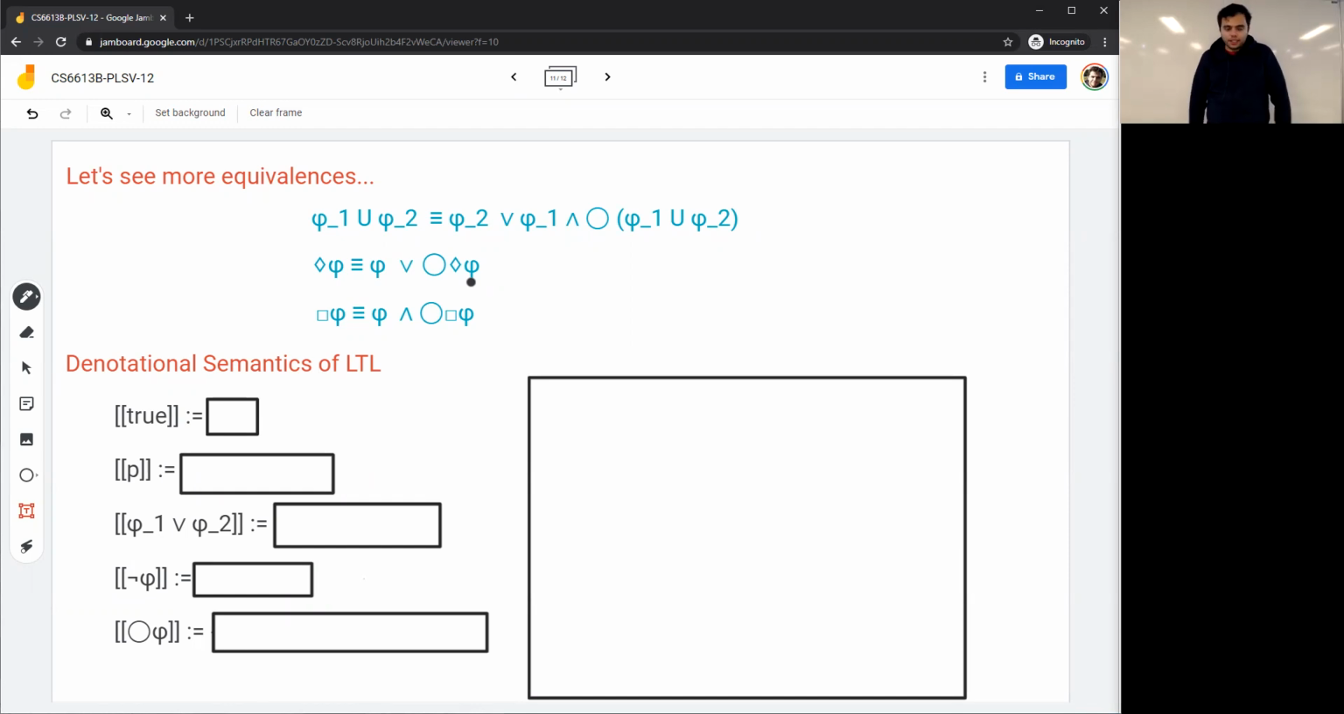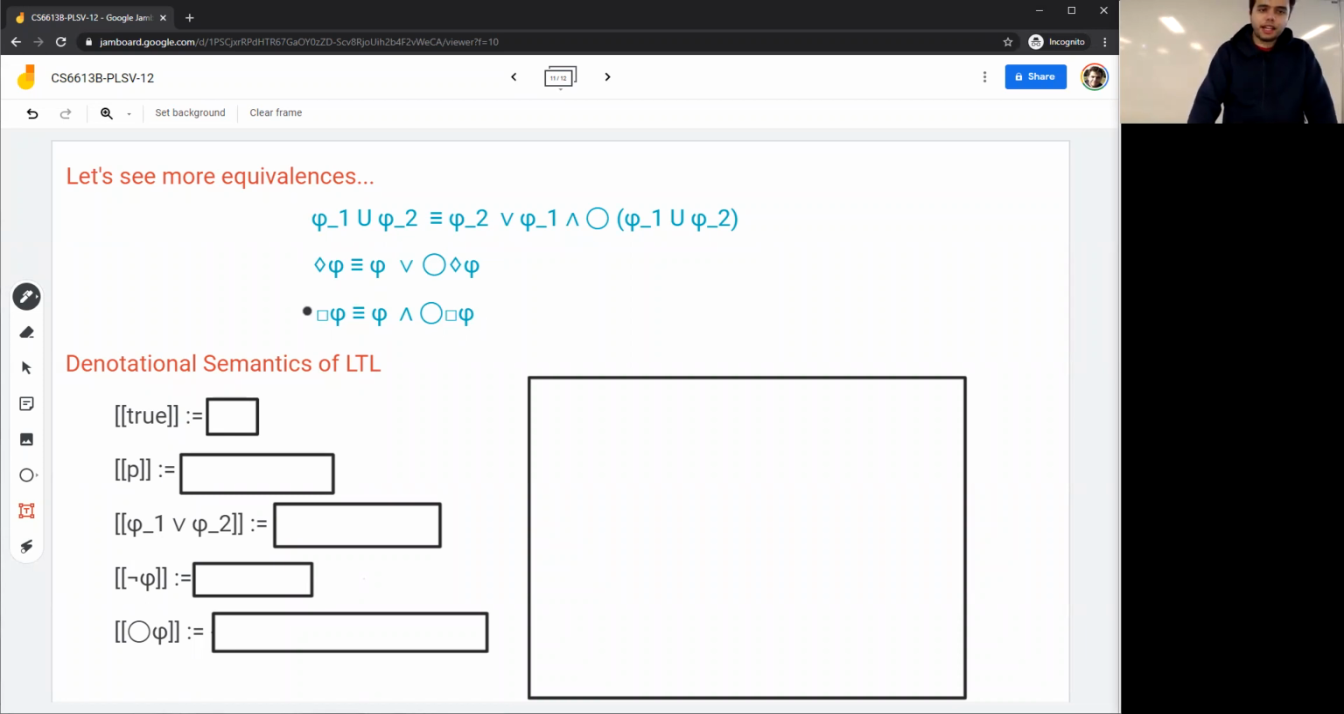Yes, again, this is the same kind of casework. What eventually phi says is that there is some time when phi would hold. So we can do a casework. Either phi holds right now at time 0, which is phi, or we go to the next time step and then phi should eventually hold. So this is also true. And well, again, because these are duals, you can just take duals, but let's do this manually as well.